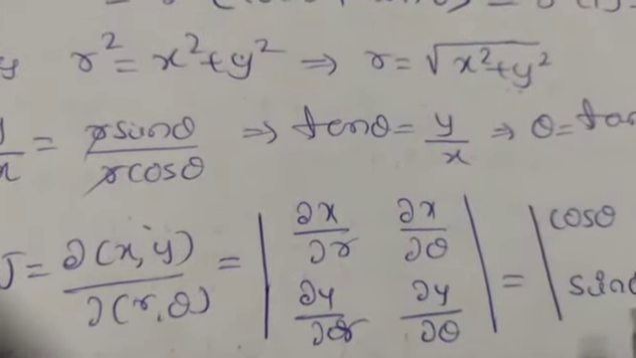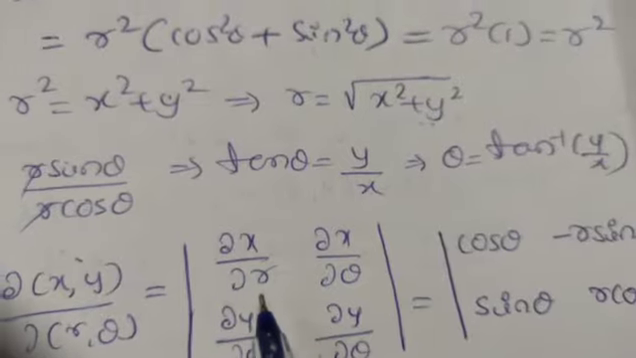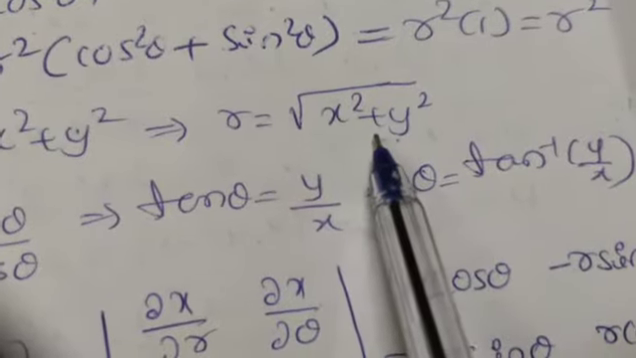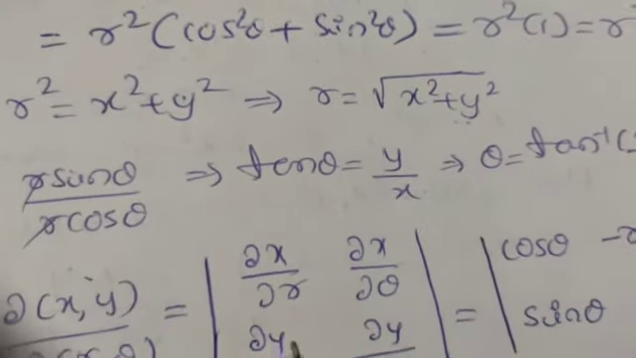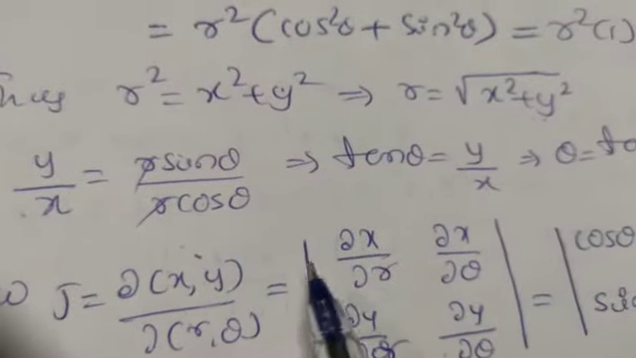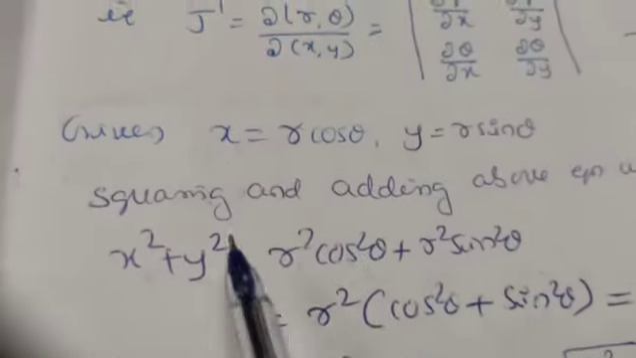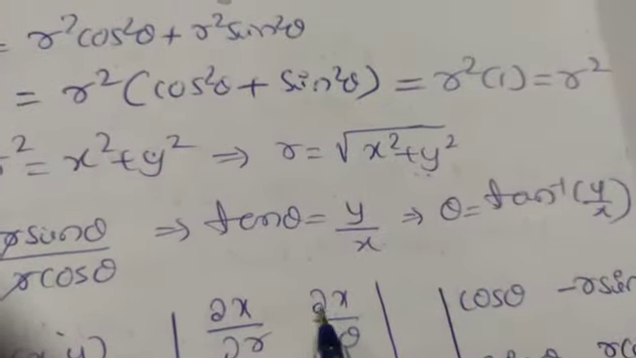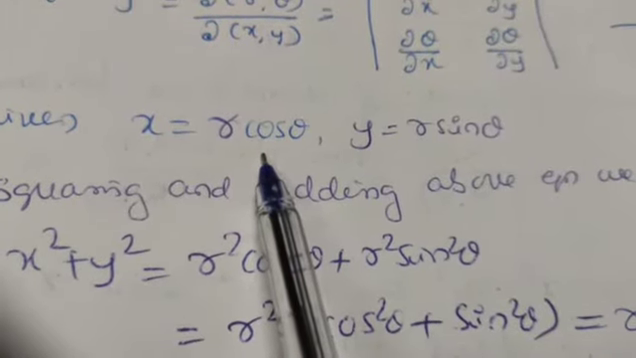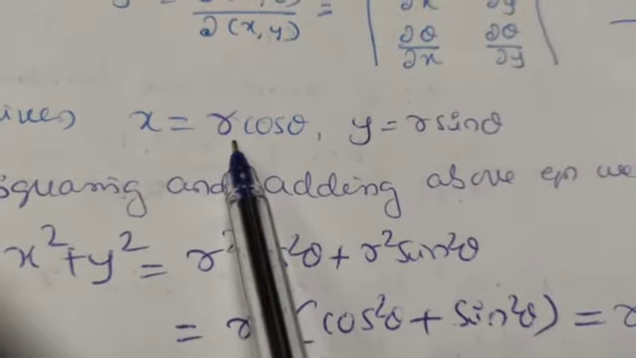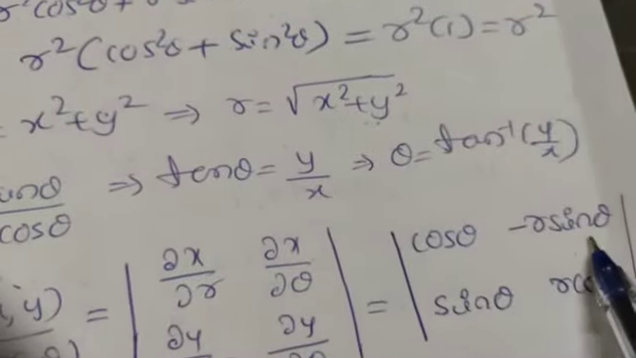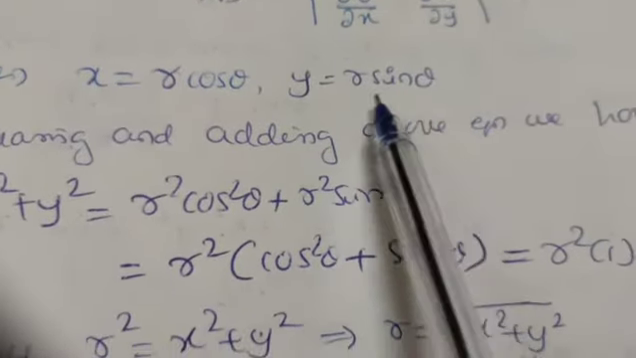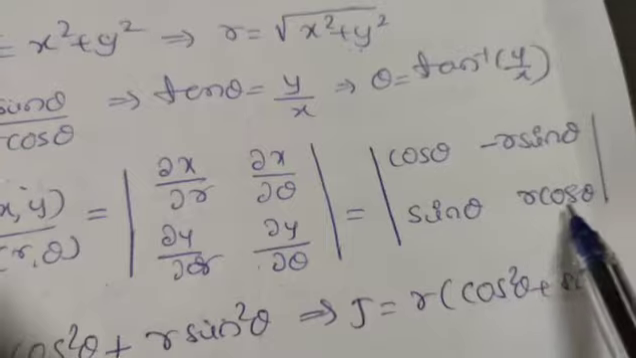So this is equal to the determinant of ∂x/∂r. Here r is given, r is √(x² + y²). Yes, ∂x/∂r: here x is r cos θ, so ∂x/∂r is simply cos θ, and ∂x/∂θ, differentiating partially with respect to θ, is r times the derivative of cos θ, which is −sin θ. Simply, ∂y/∂r is sin θ, and ∂y/∂θ is r cos θ.